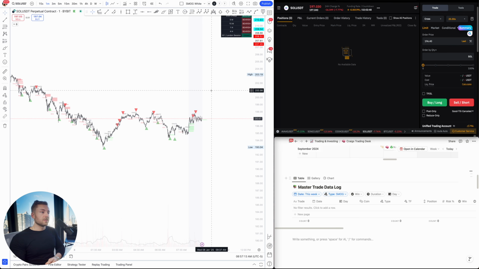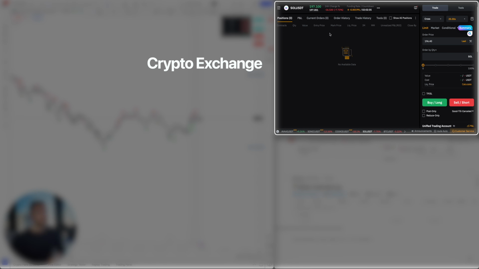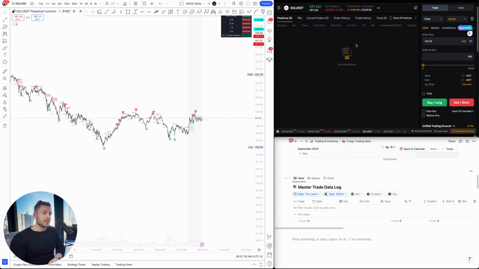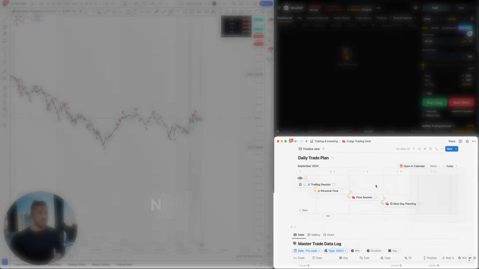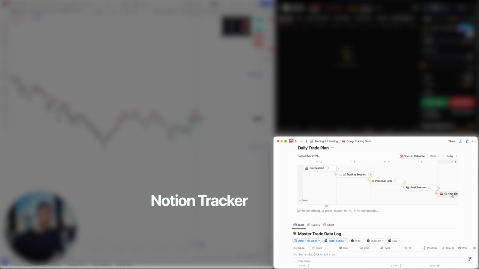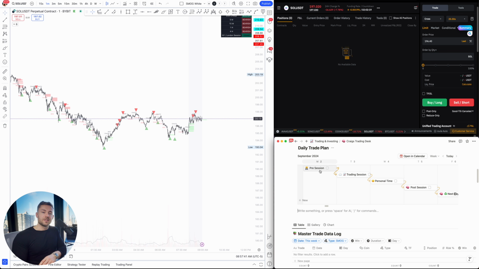All right, so every time I'm starting a day trading session, these are the three things that I'm pulling up on my computer. So first off, I have my crypto exchange here. Okay, this is where I'm going to actually be placing all of my individual trades. Down here, I have my Notion sheet, which basically has my entire trading session scheduled out with a step-by-step process that I like to follow to make sure that I'm in check with things.